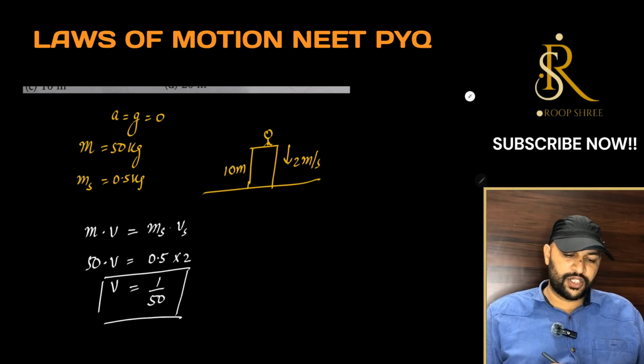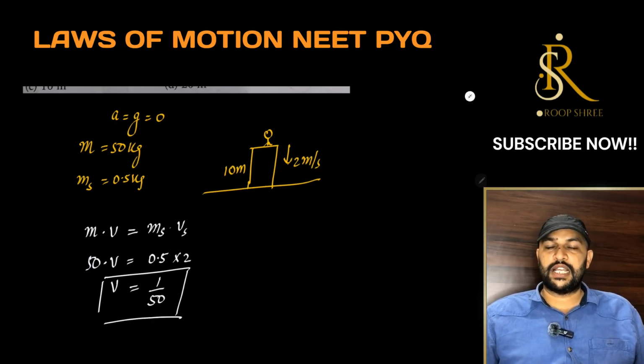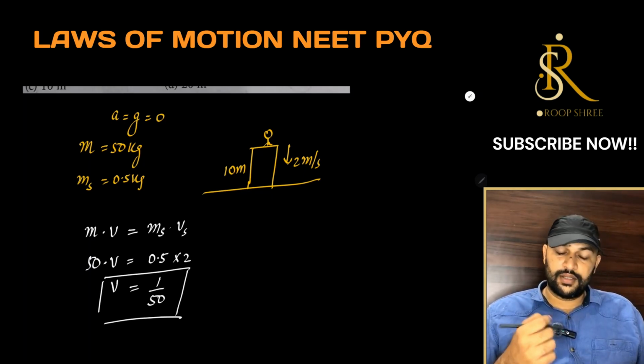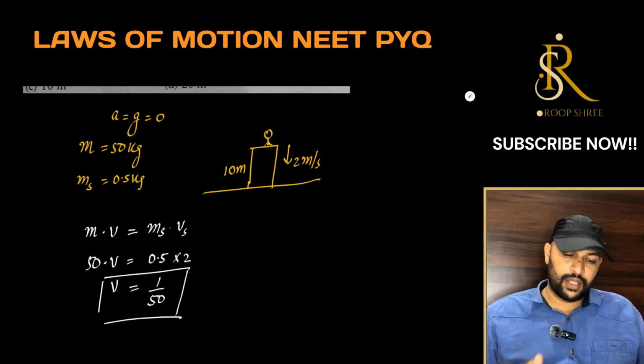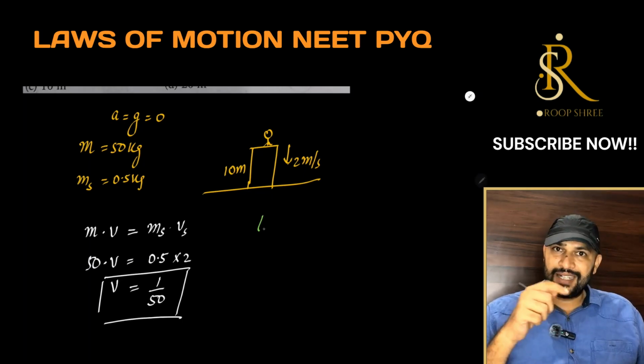Now this is the velocity with which the person is thrown in the upward direction because of the reaction. Clear? Now if this is the force, this is the velocity with which the person is going in the upward direction. Let's calculate how much time it takes for the stone to reach the ground. In that time interval, how much will the person go up?